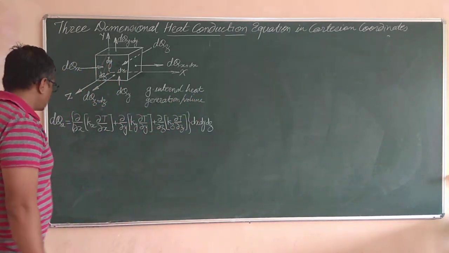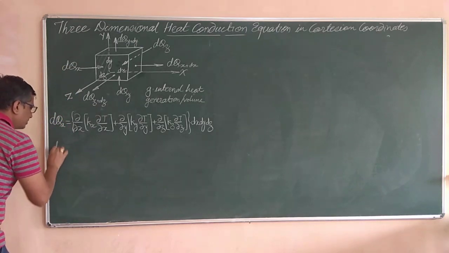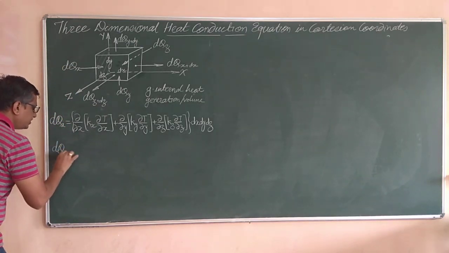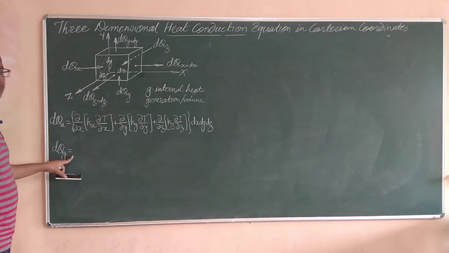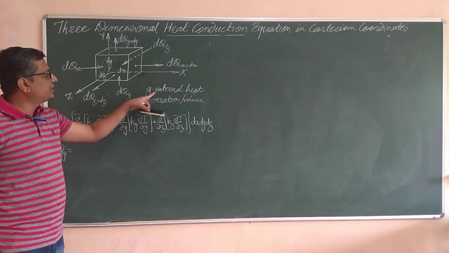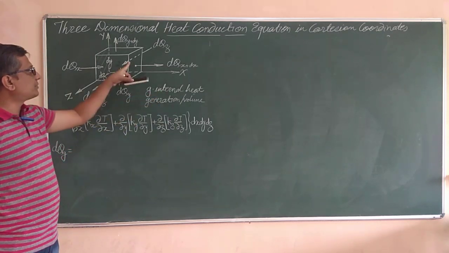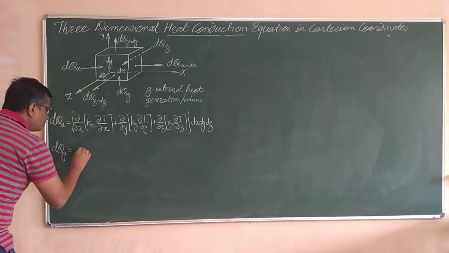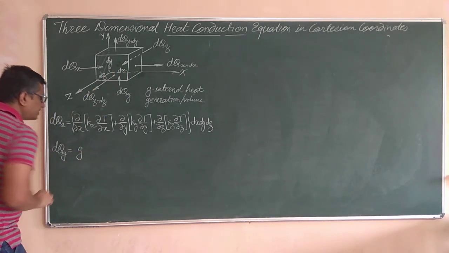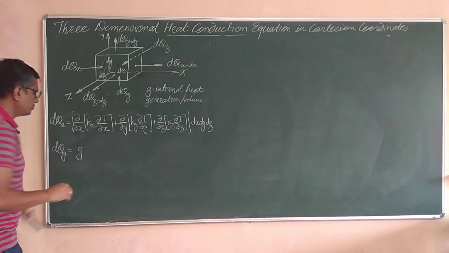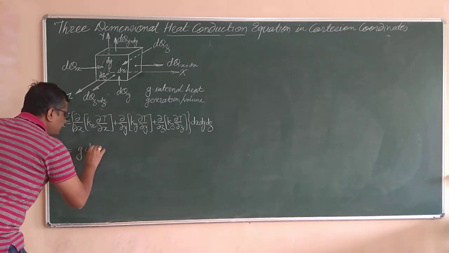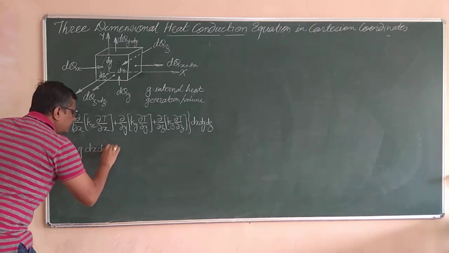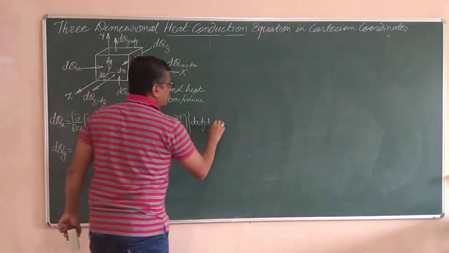So I can take the total heat generated, dqg, as equal to the internal heat generation per unit volume multiplied by the volume of this element. So that will simply be g, the internal heat generation per unit volume, multiplied by dx dy dz. See, this is the first part of the equation.